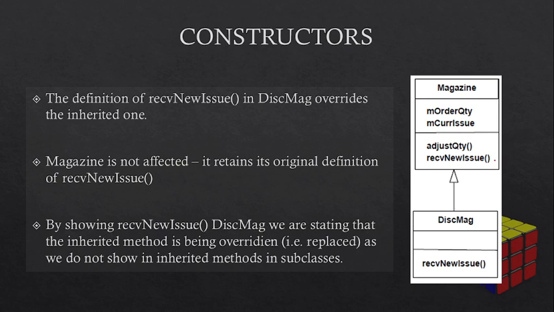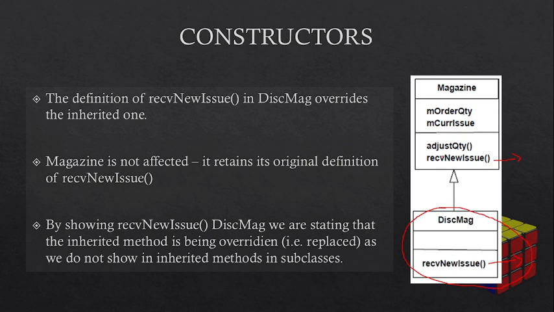Here, makita kita, di ba, sang receive new issue sa aton nga superclass. So in this case, superclass niya siya ang magazine, then ang subclass ang aton nga disk magazine. So therefore, we declare sa aton nga UML class diagram na si disk magazine will override the receive new issue. Here, magazine is not affected, so it will retain its original definition of receive new issue. So si receive new issue nga newly overridden will only affect your disk magazine.